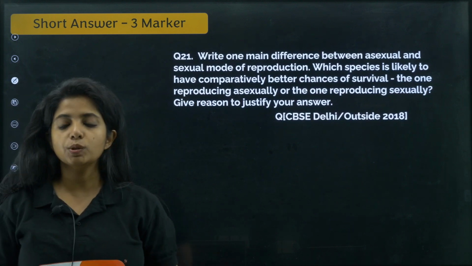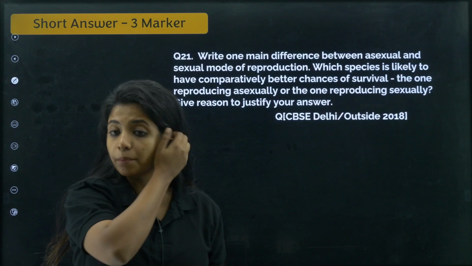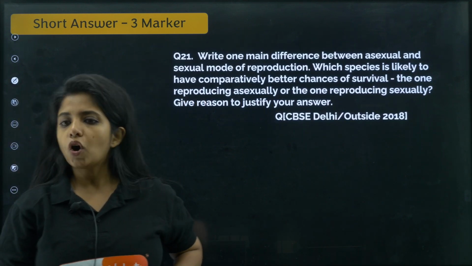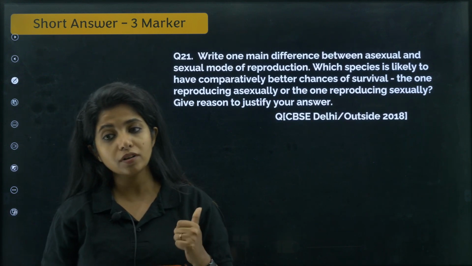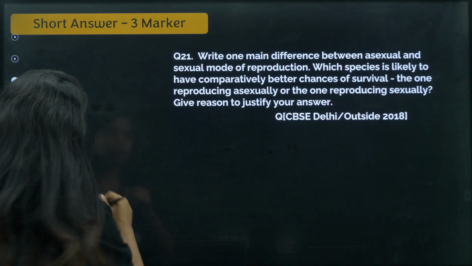Now, the 3-marker question, my dear children. Write one main difference between asexual and sexual mode of reproduction. Which species is likely to have comparatively better chances of survival? The one reproducing sexually, or the one reproducing asexually? So, what do you mean by sexual reproduction and what do you mean by asexual? So, let's make asexual first.